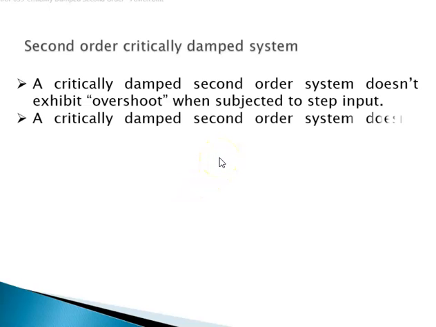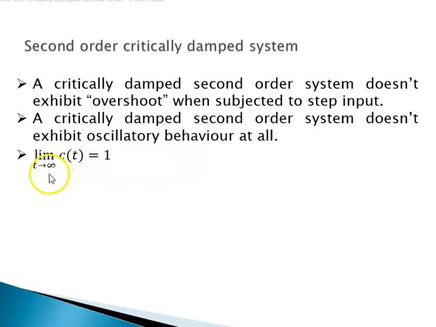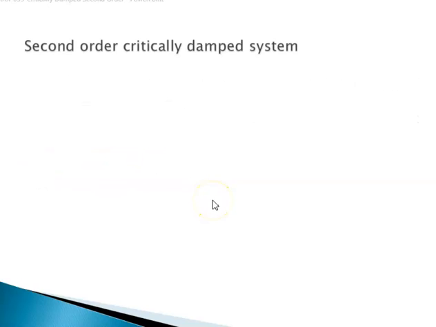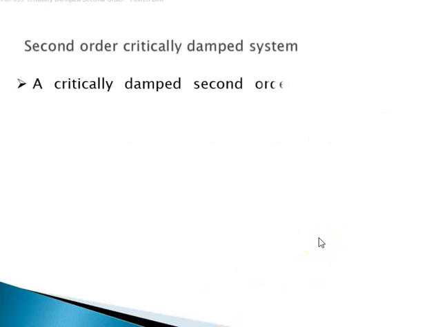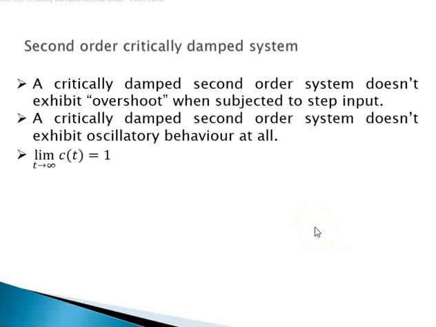Thus we can say that a second order critically damped system does not exhibit overshoot when it is subjected to a step input, and it doesn't exhibit any oscillations. And we can also see that when time t tends to infinity in this equation, though there is a term t here, this exponential e power minus omega n t decays much faster than t, and in any case, because it's a negative exponential, c(t) tends to 1. Thus, we can say that a critically damped system also tracks the step input.